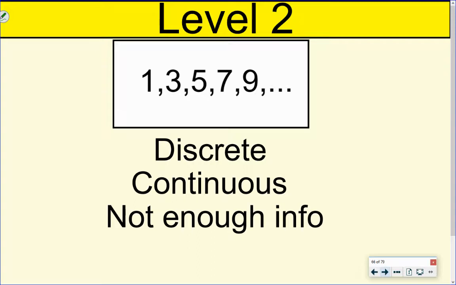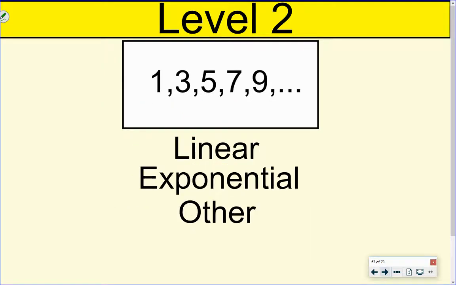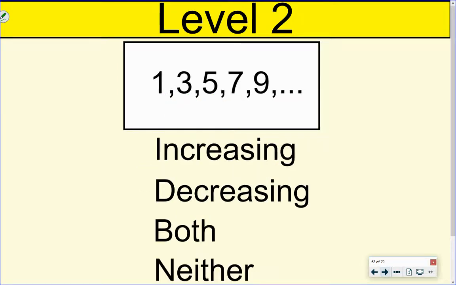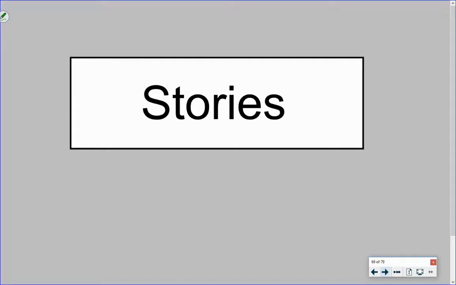Now I'm just going to give you a sequence. It is very similar to the one that I just gave you. Is it discrete or continuous? Sequences are individual numbers. If we graphed them, I know they would be individual dots, so that is discrete. Is it linear or exponential? Well, it is adding 2 every time, so that is going to be linear. It is adding the same number every time. And the last one is increasing or decreasing. Well, it was going up 2 every time, so that is increasing.